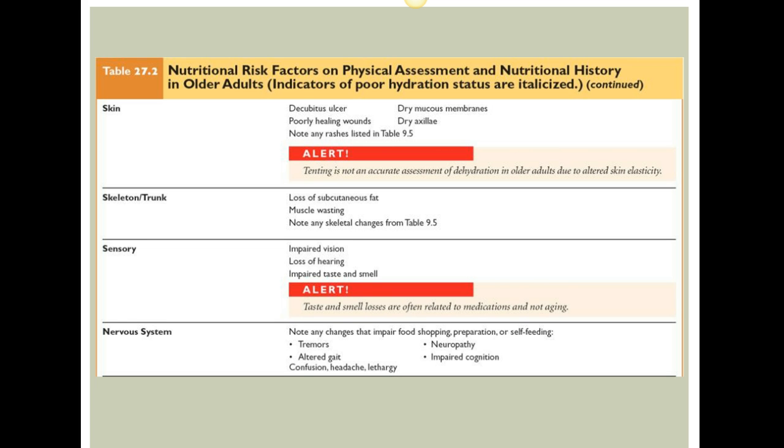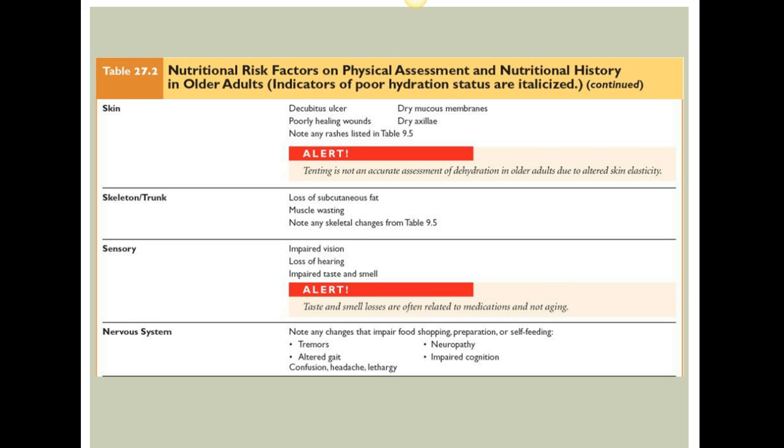Again, as we are looking at the assessment with these patients and their nutritional history, it's important to remember that tenting is not an accurate assessment of dehydration in older adults. With the skin, you also want to note dry mucous membranes. Observe for any poor healing wounds, any pressure ulcers or rashes, loss of subcutaneous fat or muscle wasting, impaired vision, loss of hearing.